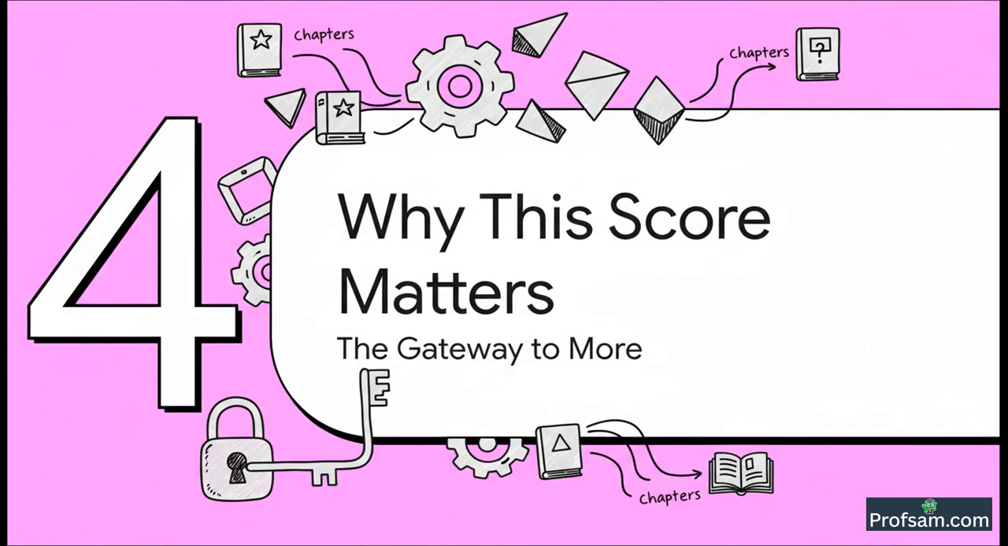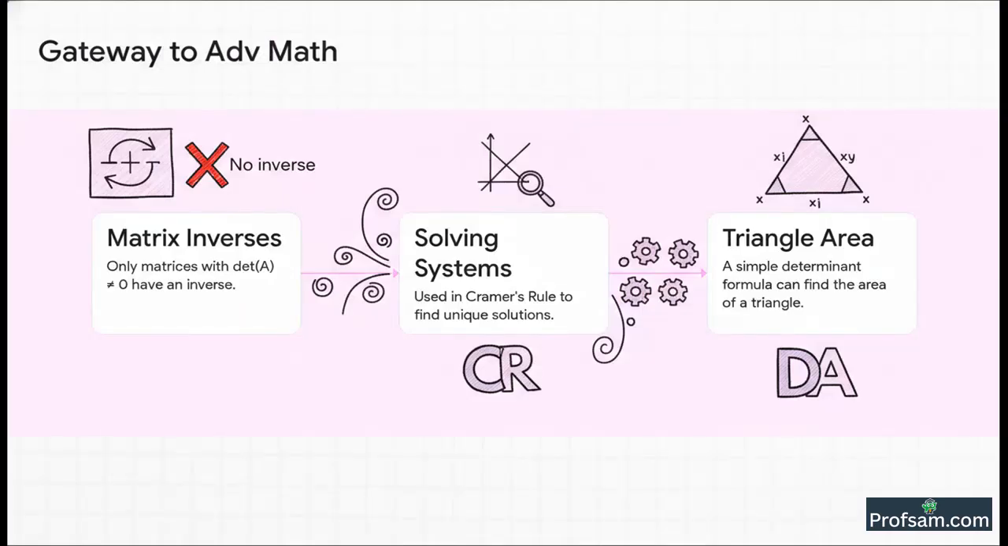So let's bring it all back together. Why do you need to master this score? Why does it matter so much? Because it's not just one topic. It's the key that unlocks a bunch of other really important chapters. Check out how this one concept just builds and builds. First, you absolutely need the determinant to find the inverse of a matrix. Remember, no non-zero determinant, no inverse. Simple. Second, it's the foundation of Cramer's rule for solving systems of equations. And third, you can even use it to find the area of a triangle just by knowing its coordinates. See, this one idea is connected to everything.